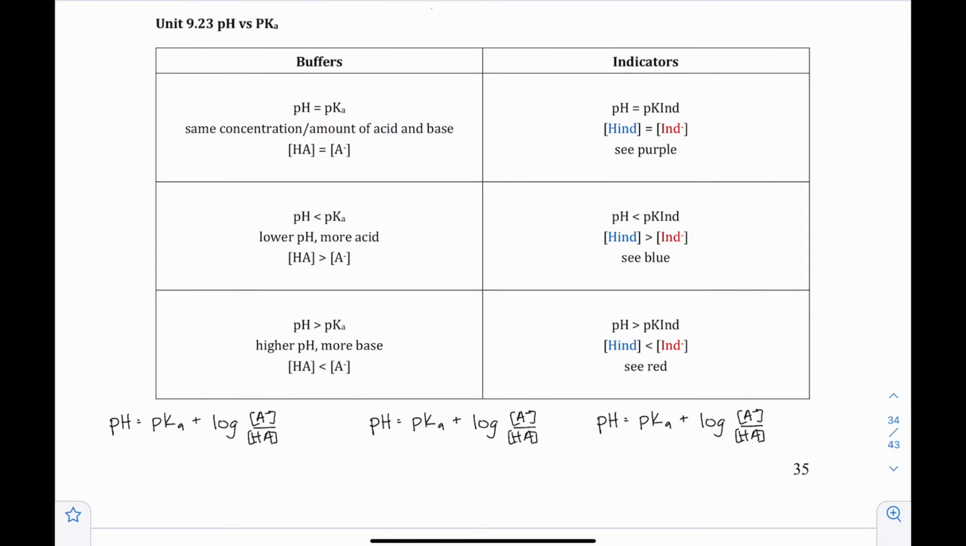Both buffers and indicators are a weak acid and conjugate base system, so we can use the Henderson-Hasselbalch equation to look at the concentrations of the acid and base and how it affects the pH and pKa.